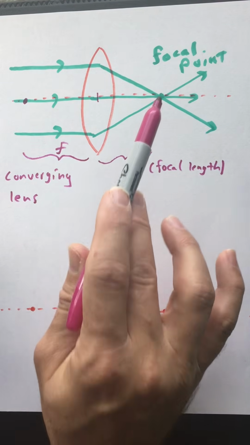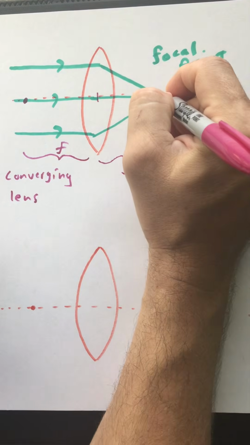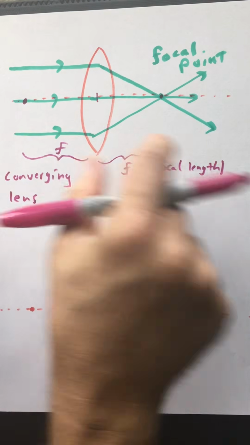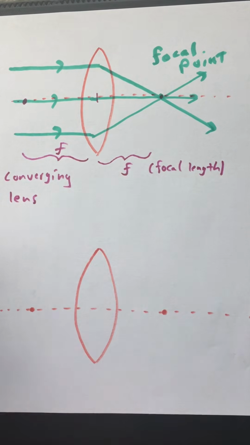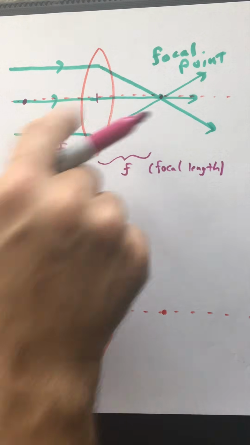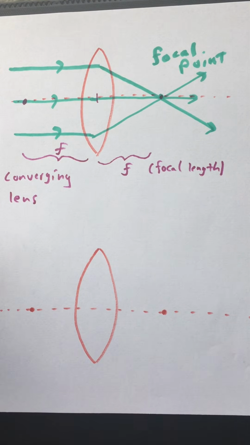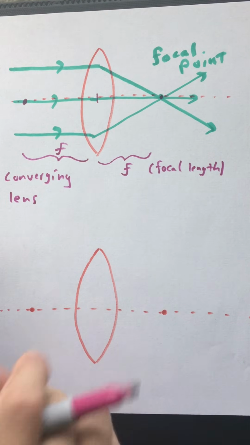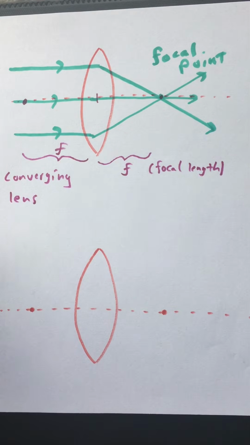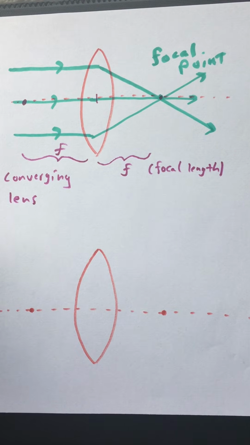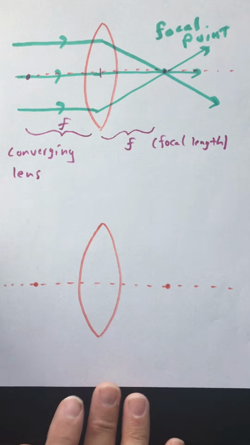But for this lens, I'm going to say that there's a focal point here and a focal point here that are the same distance, the same focal length away from this lens. All right, so with that said, now that we've figured out what the focal point and the focal length is, let's see what we can do with this. So, I've drawn another one here.